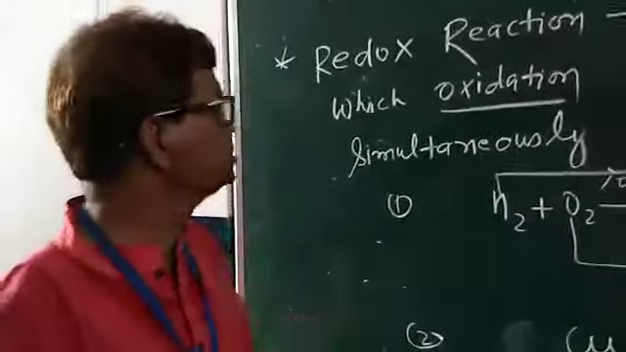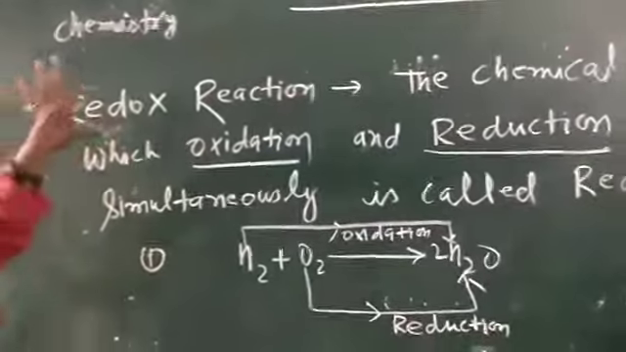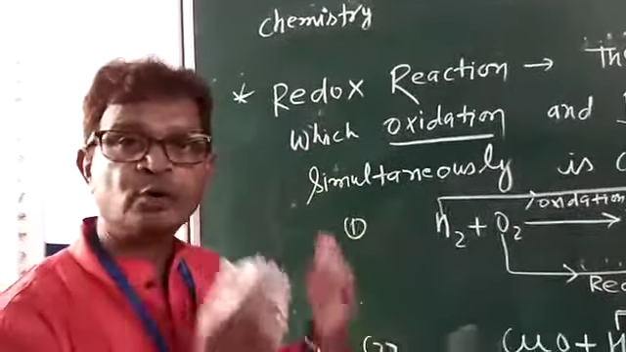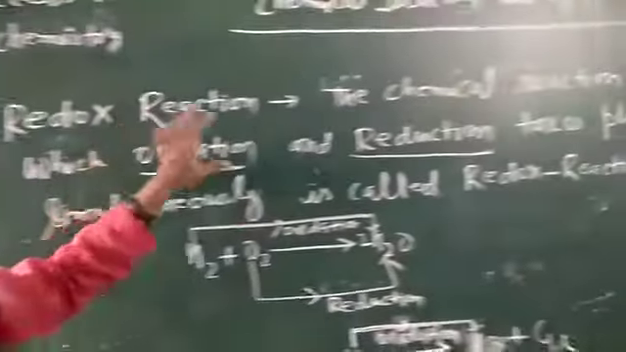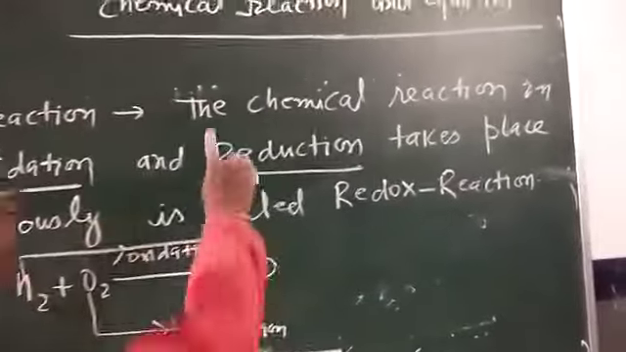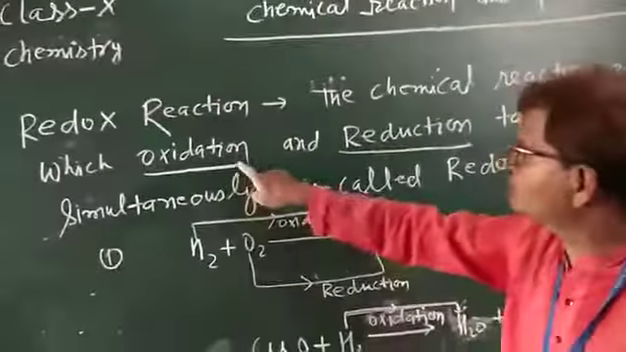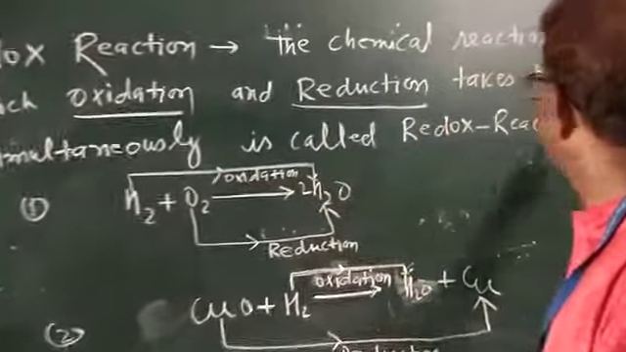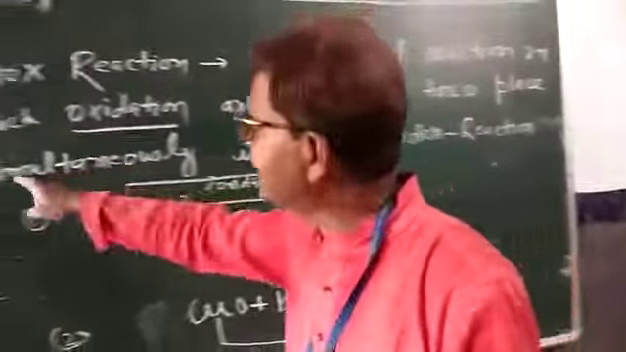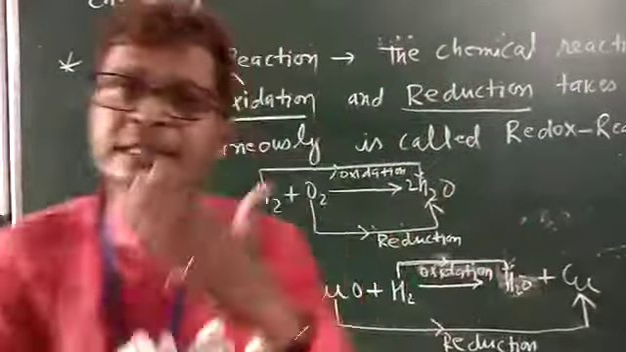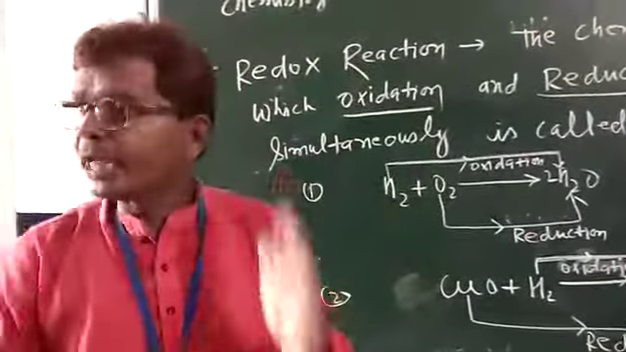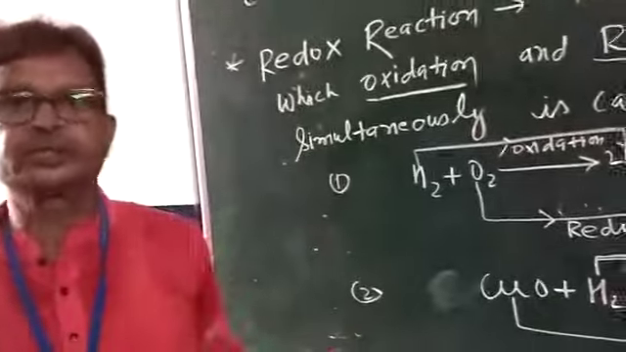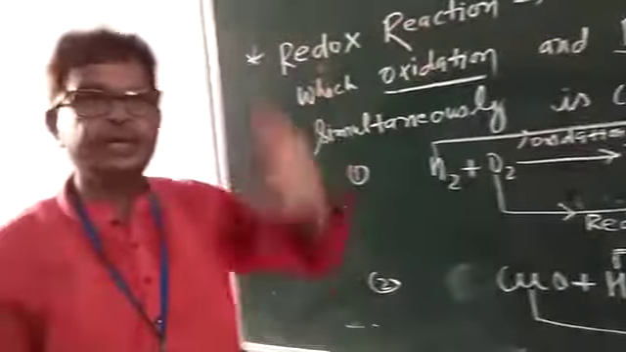Now we are going to discuss redox reaction. It's a very important reaction. According to the name of this redox reaction, it means oxidation and reduction. At first, see the definition of redox reaction. The chemical reaction in which oxidation and reduction take place simultaneously is called redox reaction. What does simultaneously mean? It means the reaction takes place neck to neck. In this reaction, both oxidation and reduction take place together. So this reaction is said to be redox reaction.